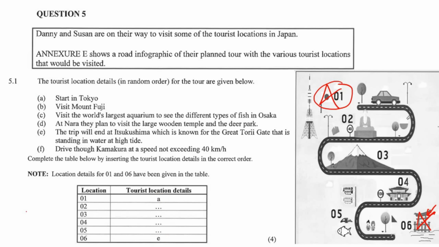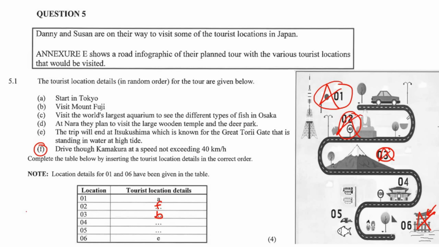Okay, so we can do 02 now. So 02's got this 40 over there. You see that? And then I saw that there was something here with a 40. It says drive through Kamakura at a speed not exceeding 40. So that's that one over there. So we'd put an F over here. Then 03. 03 definitely has got to do with the mountain. So that would be Mount Fuji. So that would be B over here. So that one's done.